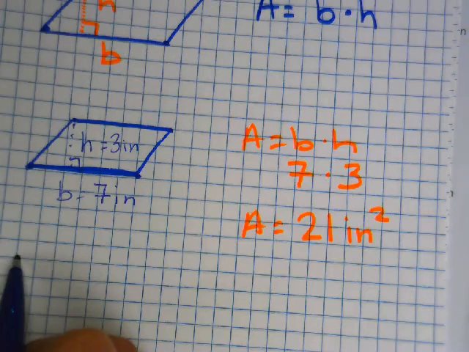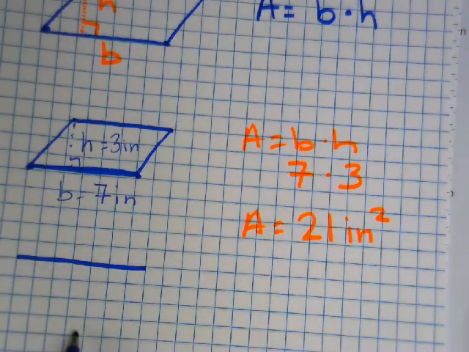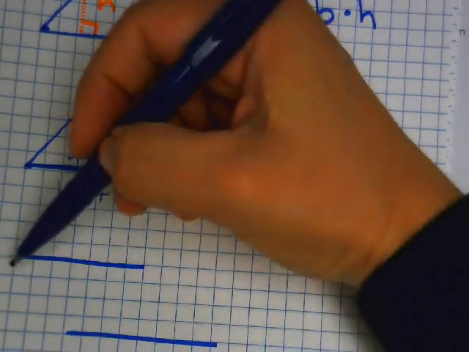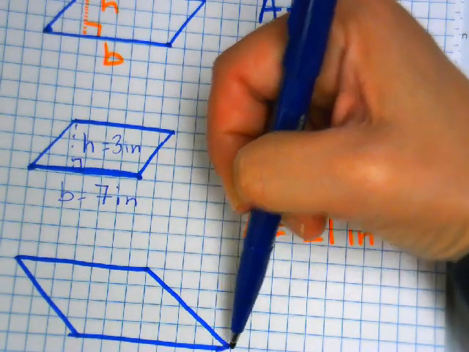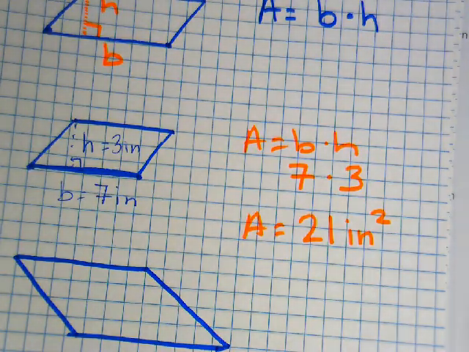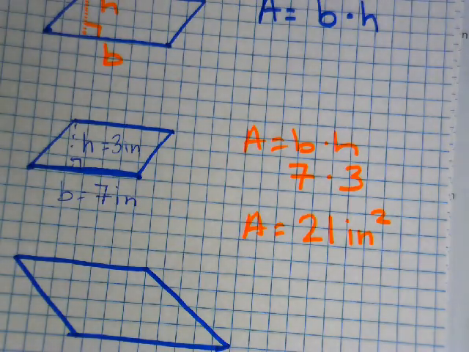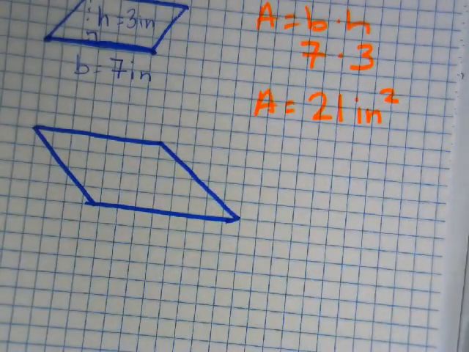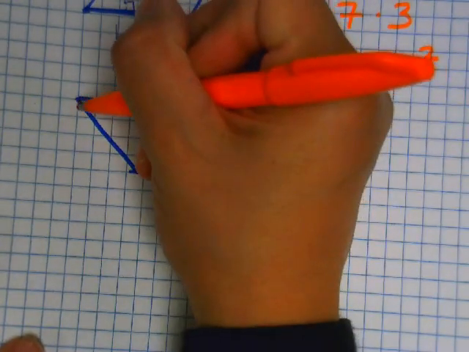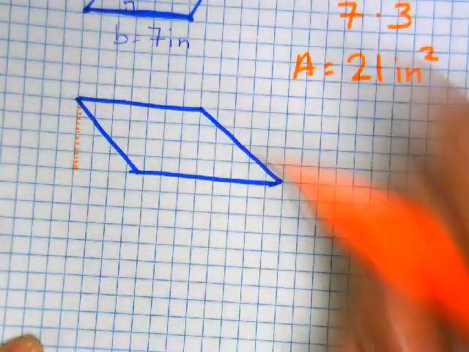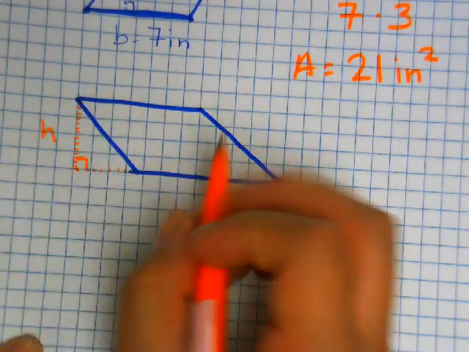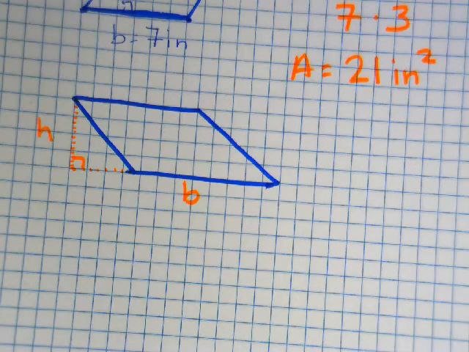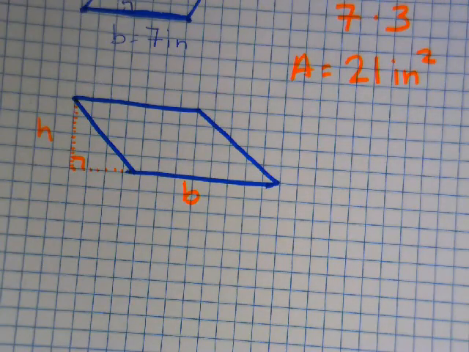Sometimes your height is labeled outside. Sometimes your height is located outside, like out here. And it's a bunch of dotted lines. So this is your height and this is your base. So sometimes your height is located outside, not inside, but outside.